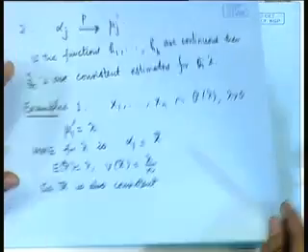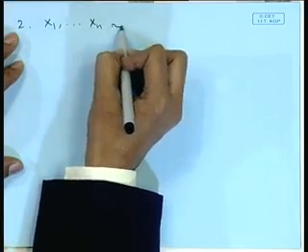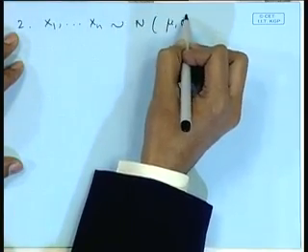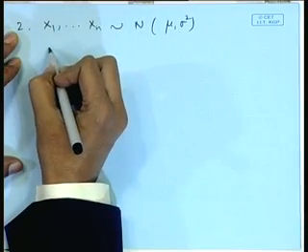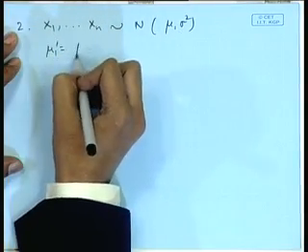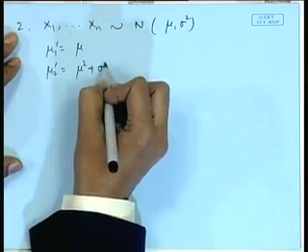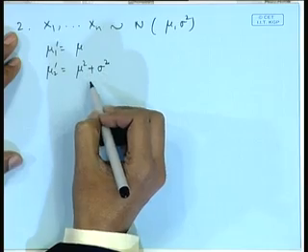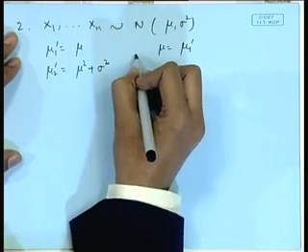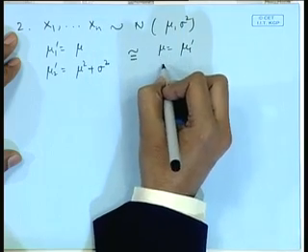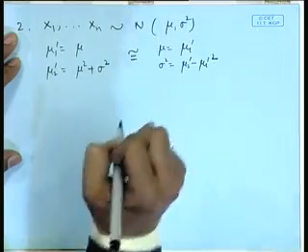Let me take another example. Say x1, x2, xn follow normal mu sigma square. Now, this is a two parameter situation. So, we will write two moments. So, mu1 prime is equal to mu. What is mu2 prime? Mu2 prime is mu square plus sigma square, that is the second moment. So, from here mu is equal to mu1 prime, the solution, and sigma square is equal to mu2 prime minus mu1 prime square.